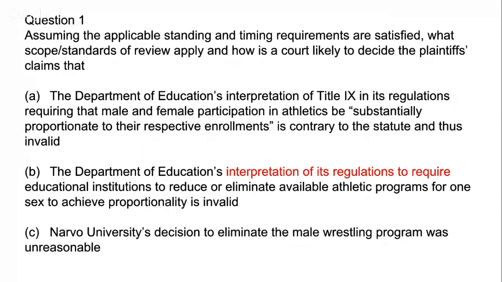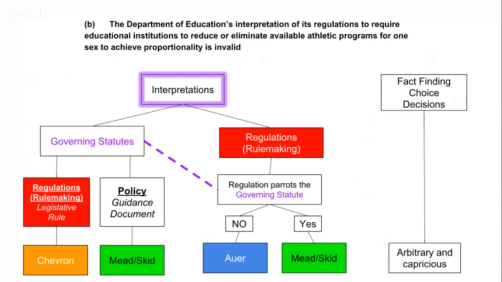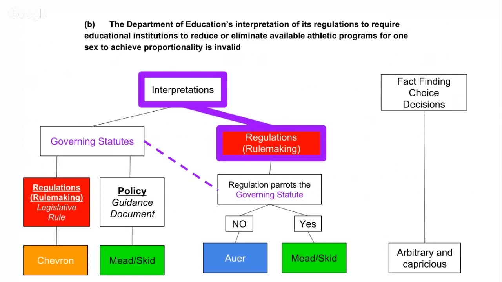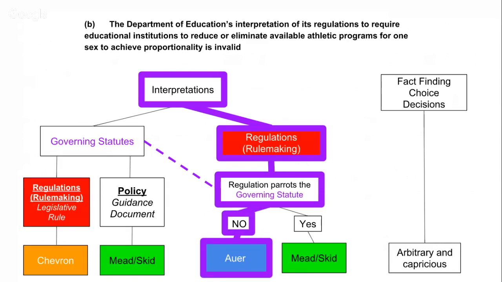Question 1B is the Department of Education's interpretation of its regulations to require. So here we have the word interpretation again. And now we're talking about the rule, it says of its regulation. So we're talking about an interpretation of a regulation. So now the next question is, does the regulation parrot the governing statute? And since it seems like it does not, we'll say no. And then we're looking at our deference. But if that was yes, then we'd be looking at Mead Skidmore.